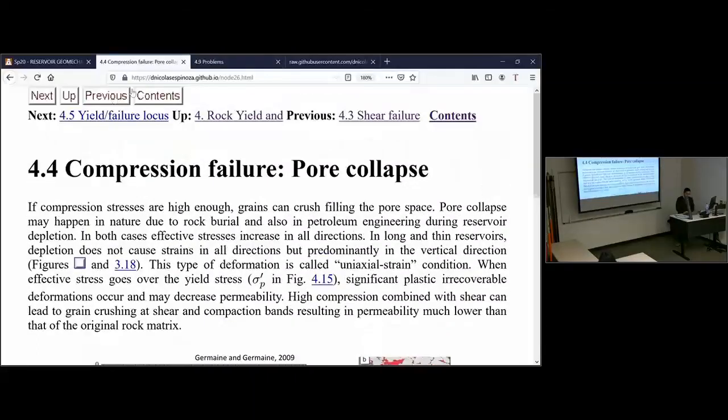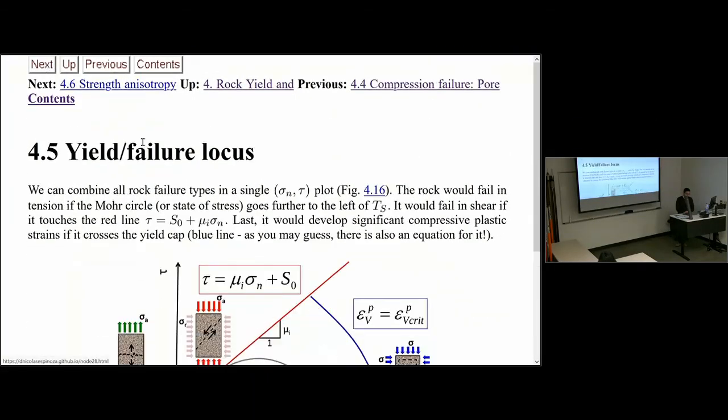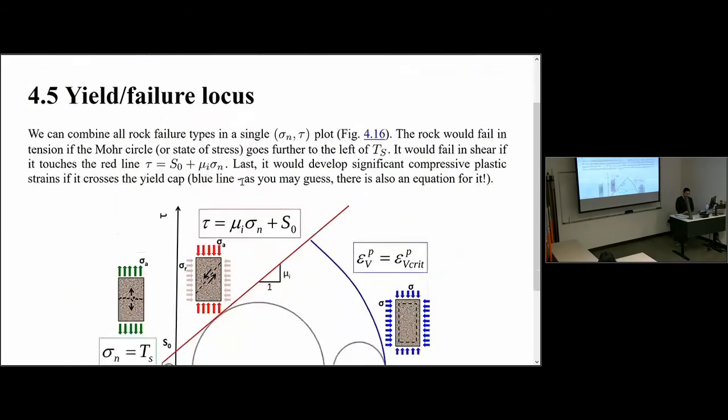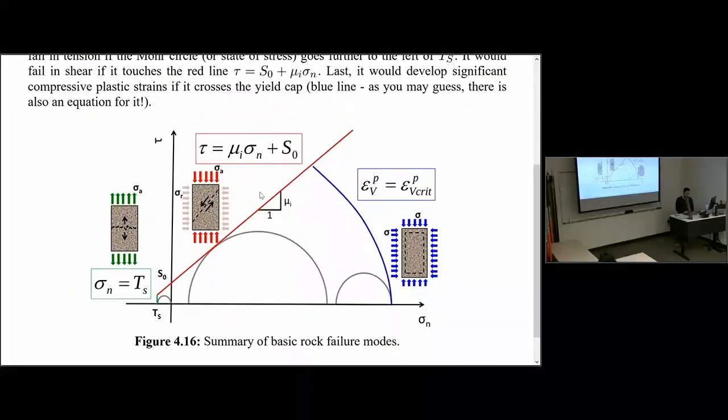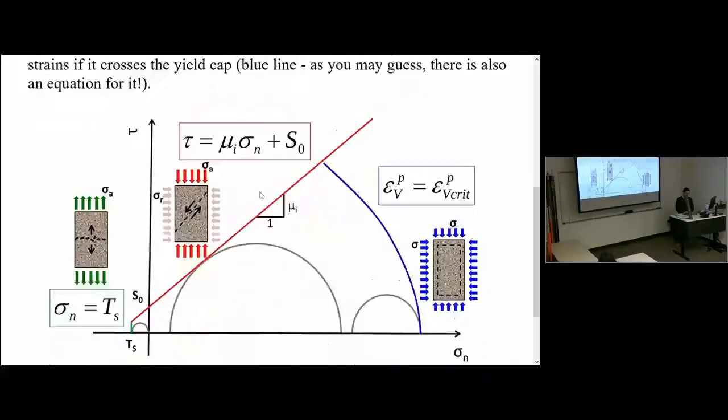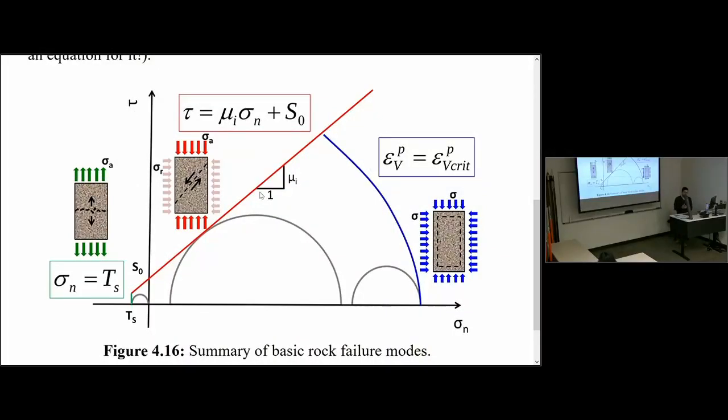So in summary, now with a little bit more understanding about what is going on with the failure of rocks, we can summarize all of that with Mohr circles. And I think that's the beauty of Mohr circles, that they capture all the stresses and all the possible failures that you can have in a rock.